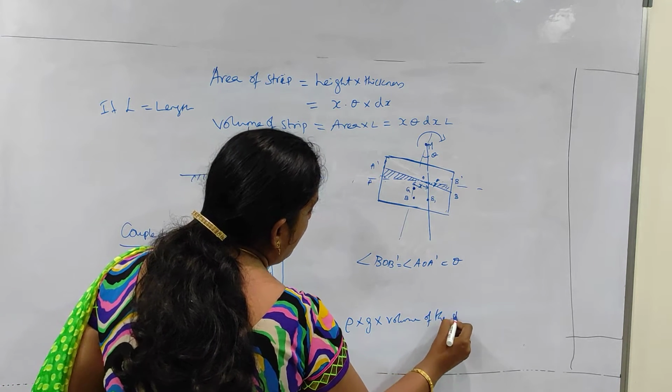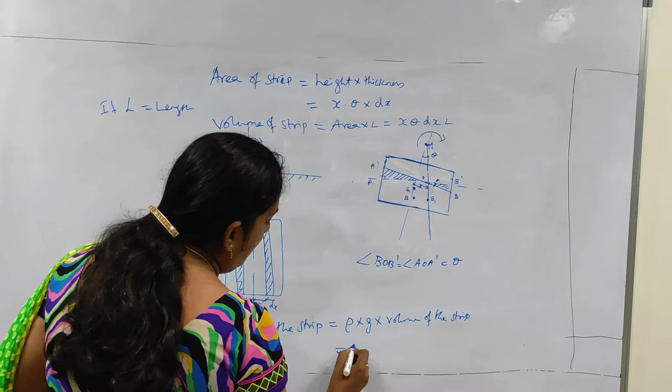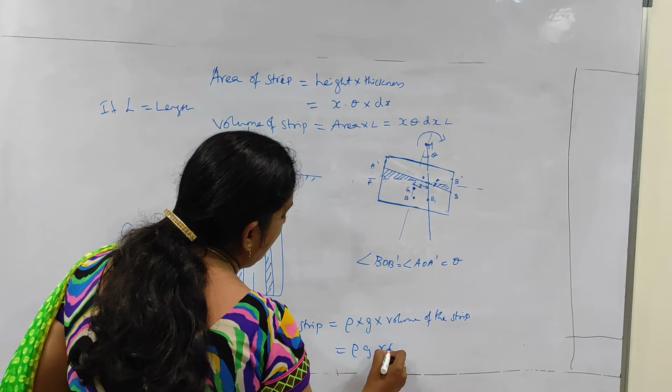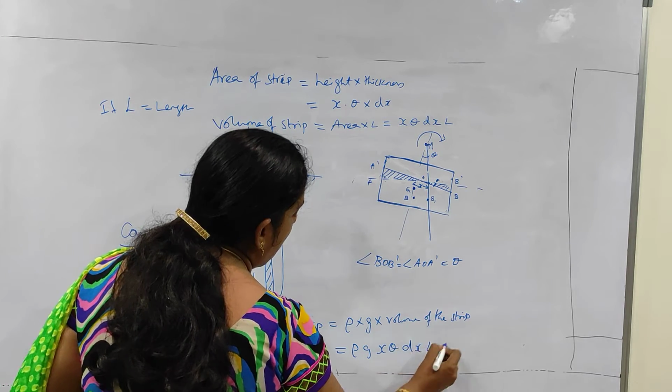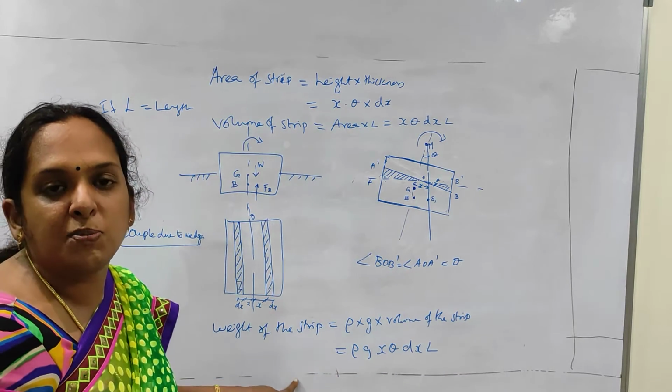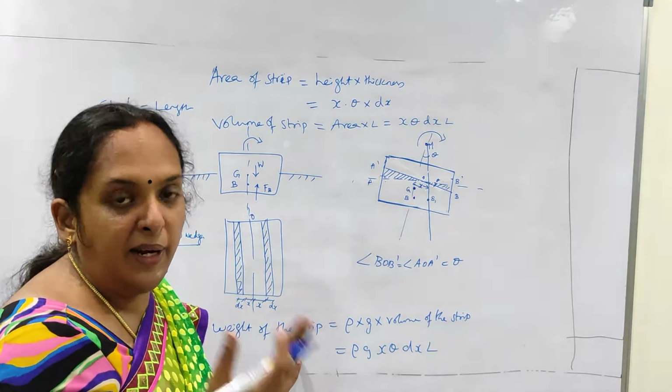Okay, so rho g we know. What is the volume we have known? It is rho g into x into theta into dx into L. So this is my weight of the strip only in the right hand side.